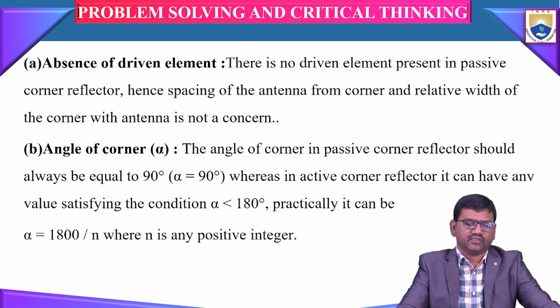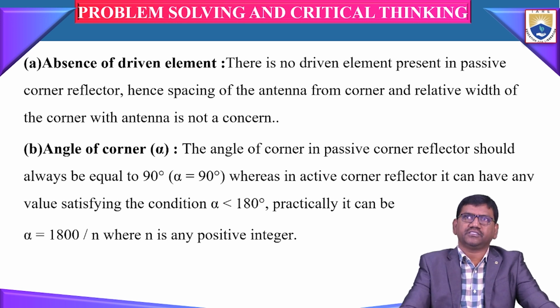Let us say briefly about the absence of driven element. There is no driven element present in the passive corner reflector antenna. Hence, the spacing of the antenna from the corner and the relative width of the corner with antenna is not a great concern here. And similarly, we can see the angle of corner alpha.